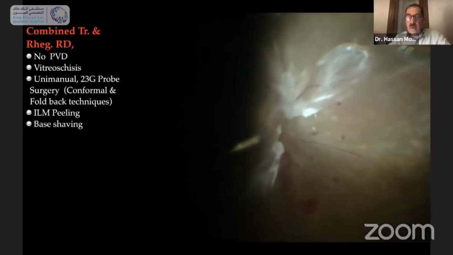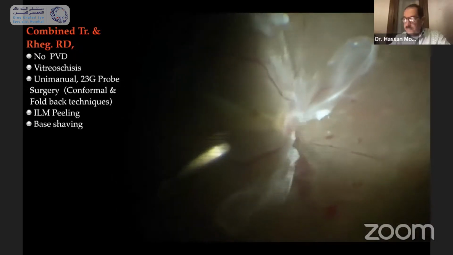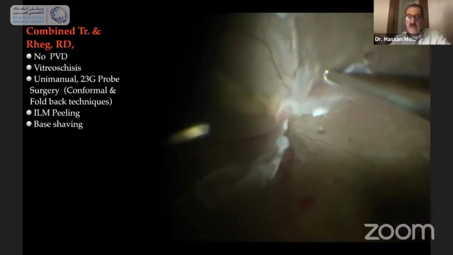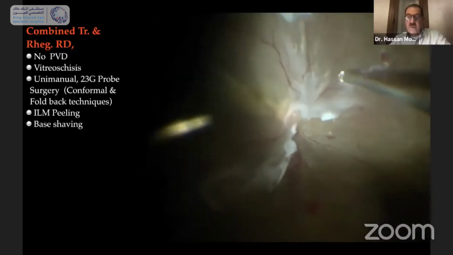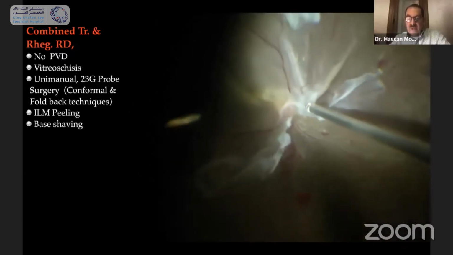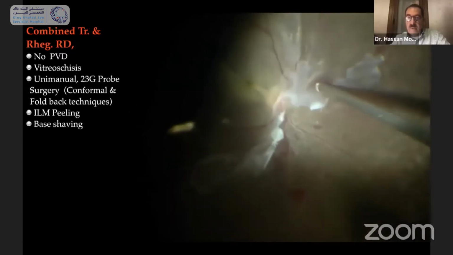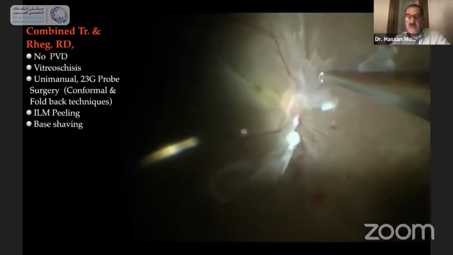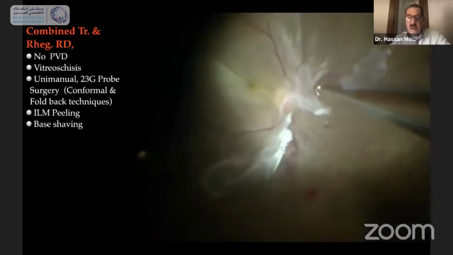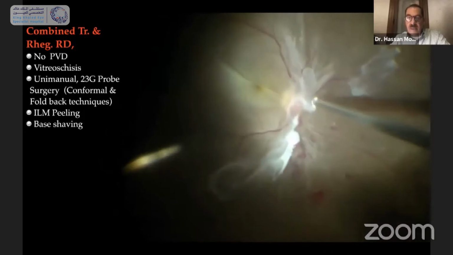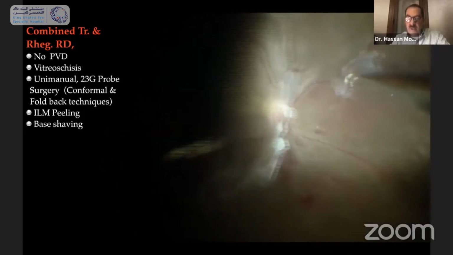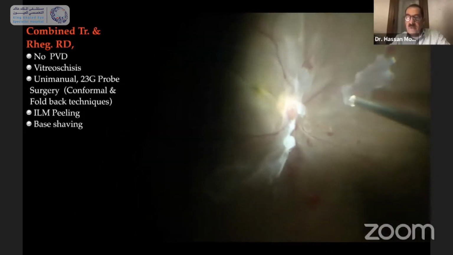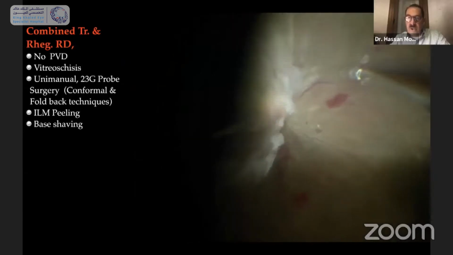And again, only the probe is used to dissect the aberrant posterior hyaloid and the fibrovascular tissue, inserting the probe between the epicenters, under the fibrovascular tissue, and cutting and segmenting the fibrovascular tissue in order to relieve the tangential traction.